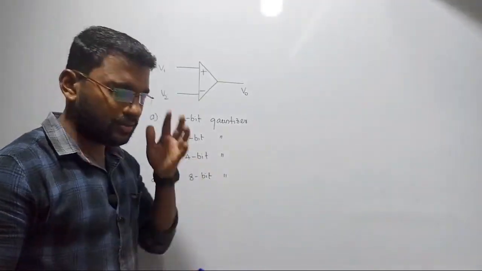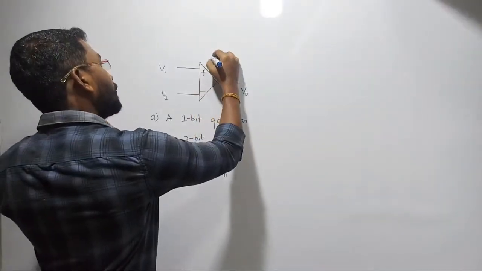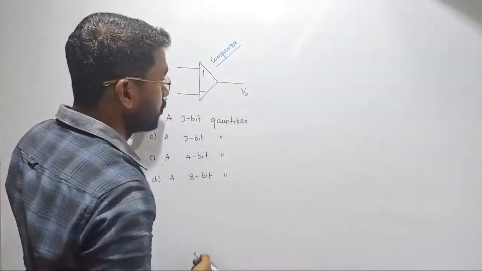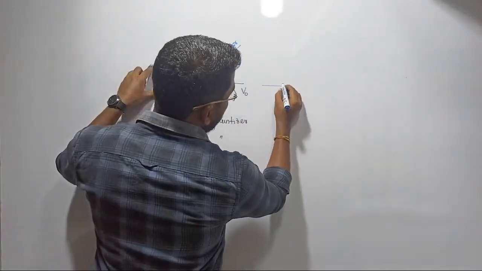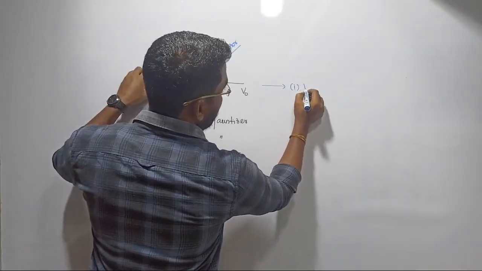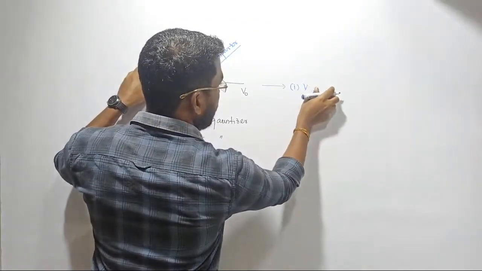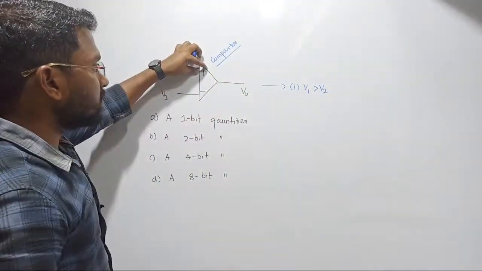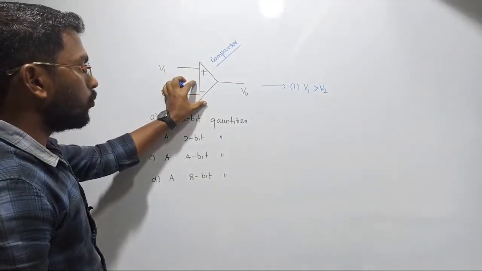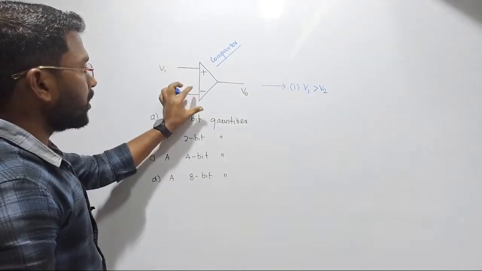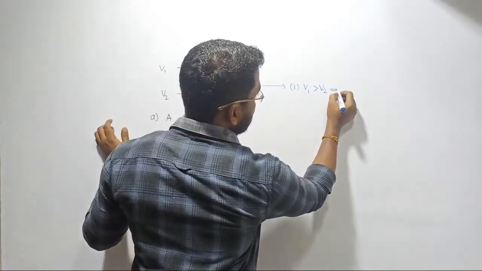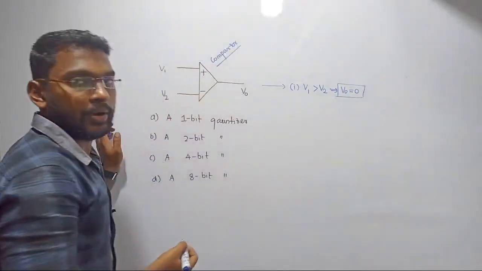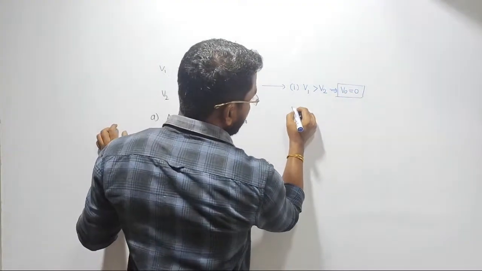What is the property of a comparator? We know the operation of the comparator. Usually there are 2 operations. One is when the value of V1 is greater than the value of V2, meaning the voltage across the non-inverting terminal becomes greater than the voltage across the inverting terminal. Then it will set the output value as 0. How many bits are there? Only 1 bit. Binary data, digital data.